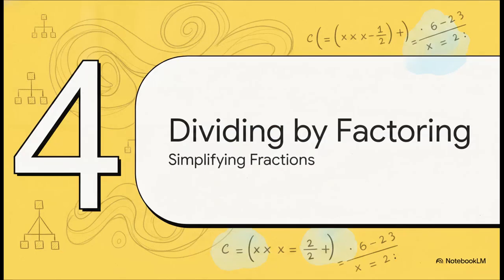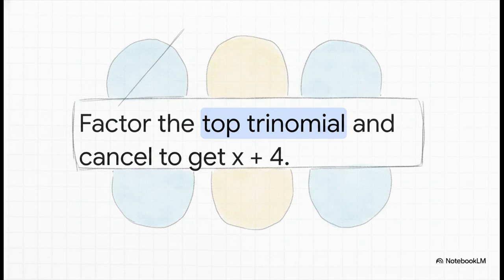Moving into the home stretch with part 4, dividing by factoring. This is the most elegant method for simplifying polynomial fractions. Check this out. We want to divide x squared plus 7x plus 12 by x plus 3. Instead of some crazy long calculation, we can just factor the top trinomial. We're looking for two numbers that multiply to 12 and add up to 7.